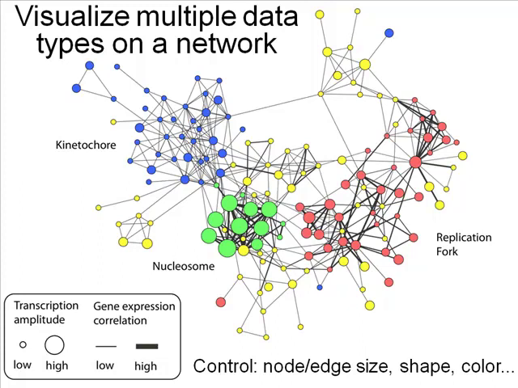And also, you can see that the nucleosome is highly expressed at some points of the cell cycle, whereas the kinetochore genes are not as highly expressed over the cell cycle. The thickness of the lines represents the correlation of expression between two genes. So if there are very thick lines between two genes, like here, it means these two proteins or genes are highly correlated. They're always expressed at the same time or not expressed at the same time.